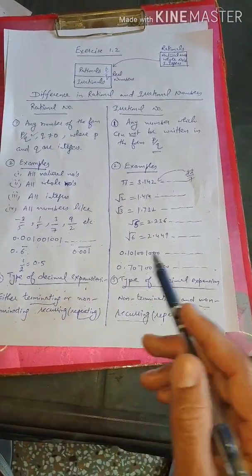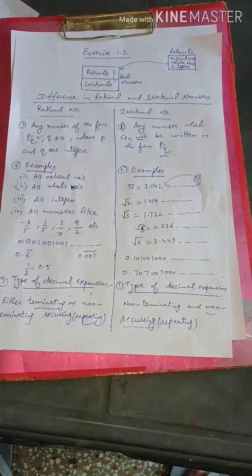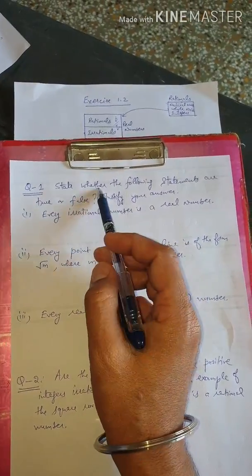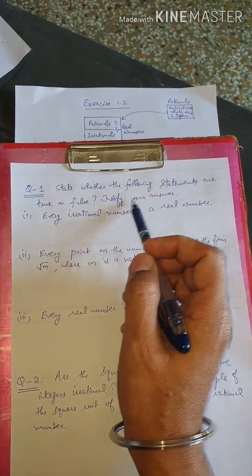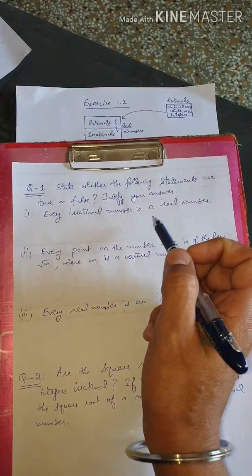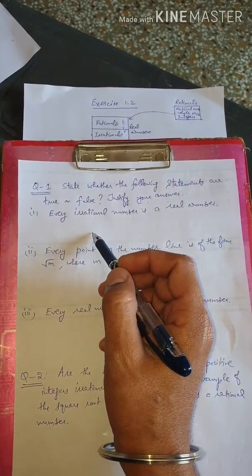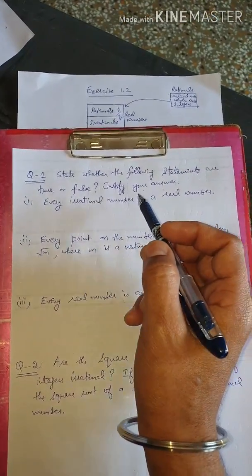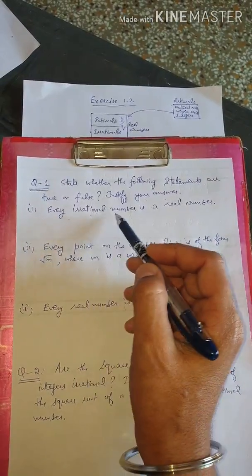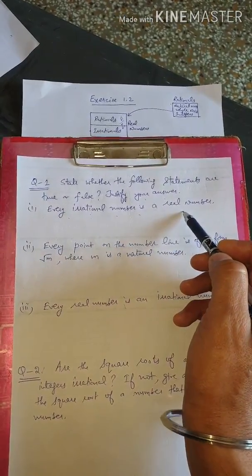So we will go now to our exercise number 1.2. The first question given is, state whether the following statements are true or false. Justify your answer. Justify means there should be some reason for your answer. Otherwise, you will not get proper marks in the examination. So question number 1 is, every irrational number is a real number.